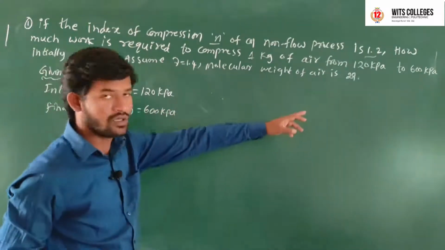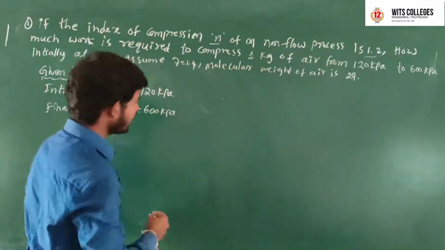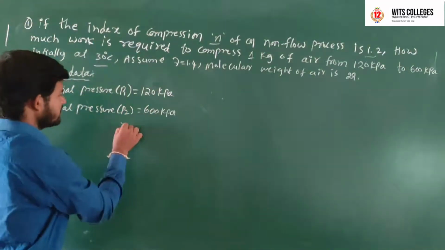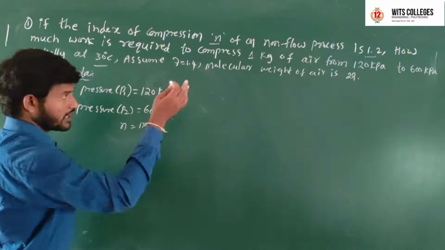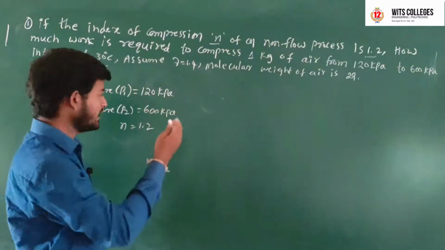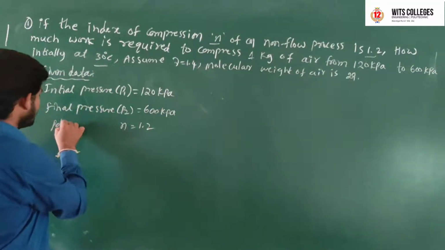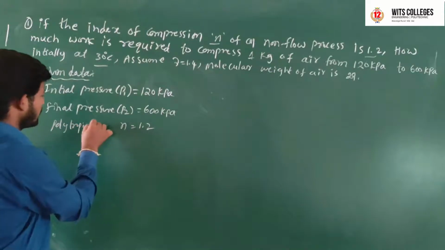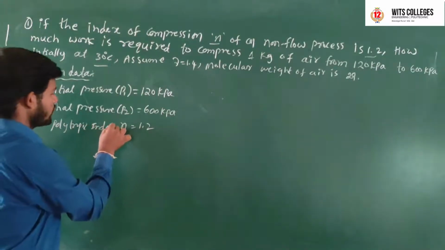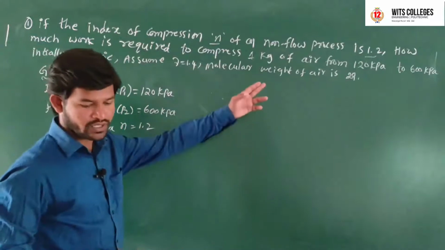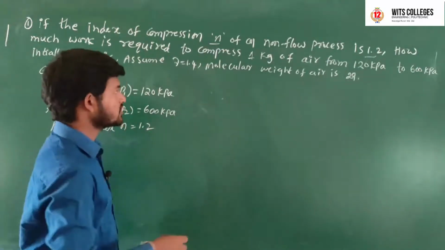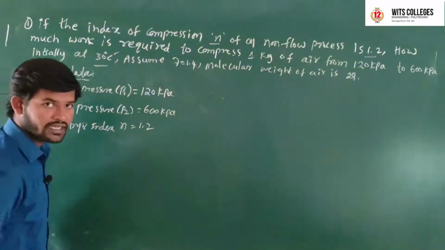How much is P2 given to us? 600 kilopascal is given. Again, the polytropic index n is given, that is 1.2. Okay, polytropic index n value 1.2 is given. And next, the initial temperature is also given. How much is given? 30 degrees centigrade.